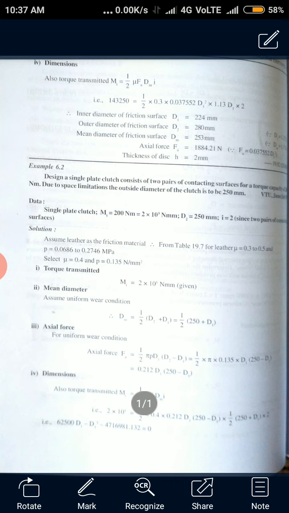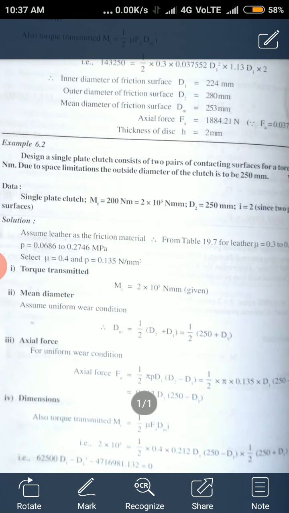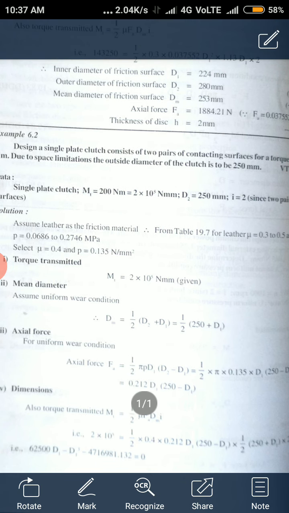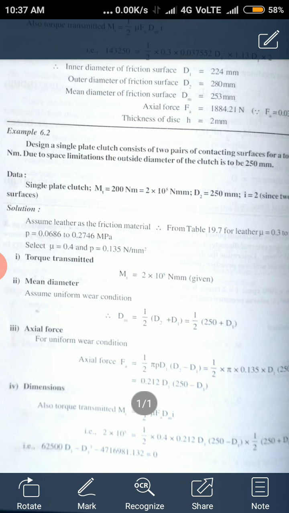Design a single plate clutch consisting of two pairs of contacting surfaces for a torque capacity. So what is given here? Single plate clutch consisting of two pairs, so again i equal to how much here? 2. Two pairs of contacting surfaces, torque capacity 200 Newton meter. So the torque is given.